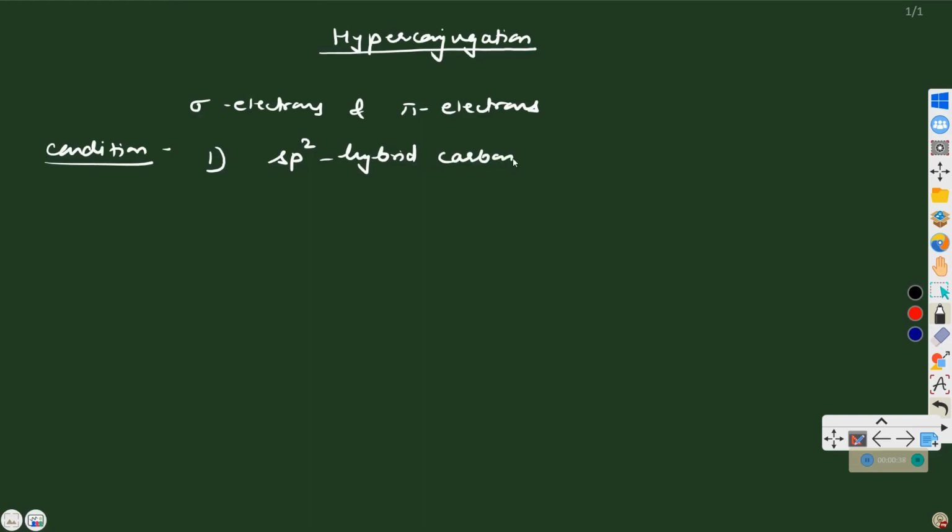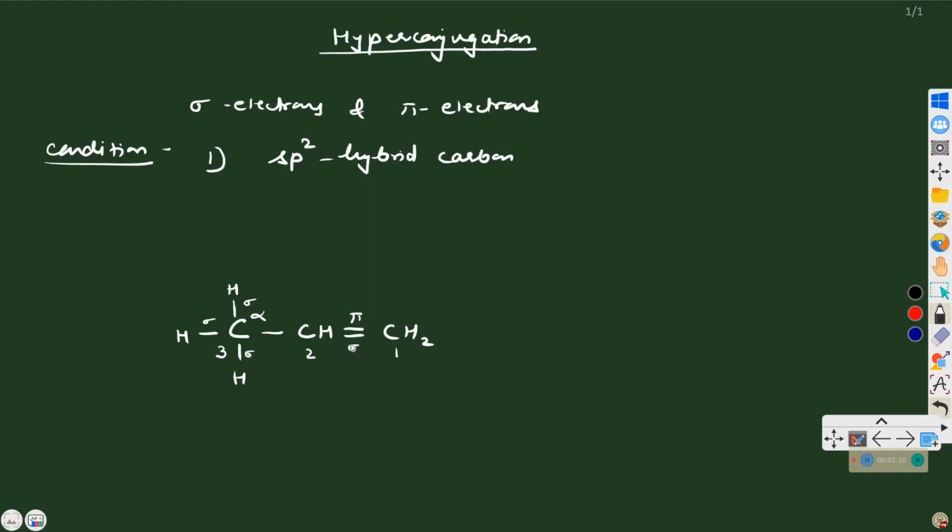It could be of an alkene, or alkyl free radical, or alkyl carbocation. For example, this is propene, CH3-CH=CH2. This is carbon number 1, carbon number 2, carbon number 3. The carbon next to the doubly bonded carbon is the alpha carbon, and this is the alpha carbon hydrogen bond, a sigma bond. This is sigma, this is sigma, this is pi and sigma.